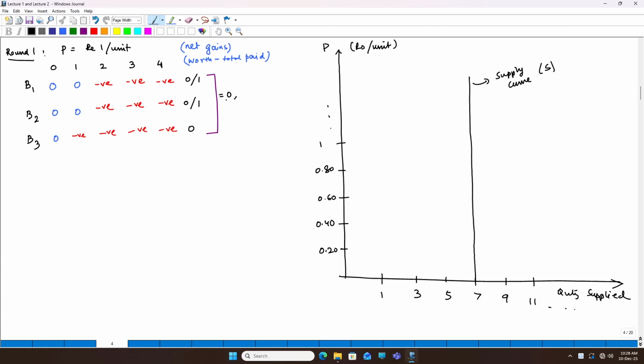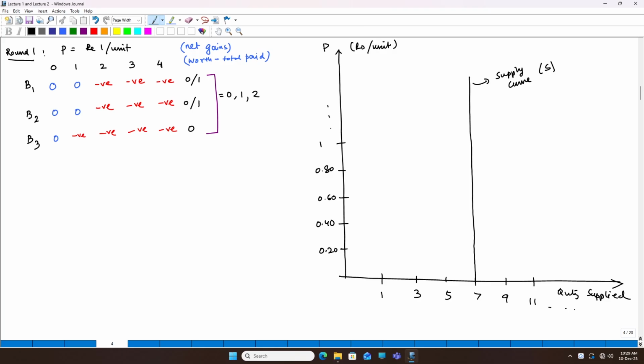Or suppose buyer 1 may choose to buy 1 unit, buyer 2 may choose not to buy, buyer 3 may choose not to buy. So, the total quantity purchased is 1 plus 0 plus 0, which is 1. Buyer 1 may choose not to buy, which is 0. Buyer 2 chooses to buy 1 and buyer 3 chooses not to buy. So, that is 0 plus 1 plus 0, which is 1, which is already taken care of here. And the last outcome is that buyer 1 decides to buy 1 unit, buyer 2 decides to buy 1 unit and buyer 3 does not buy. So, the total quantity is 2 units.